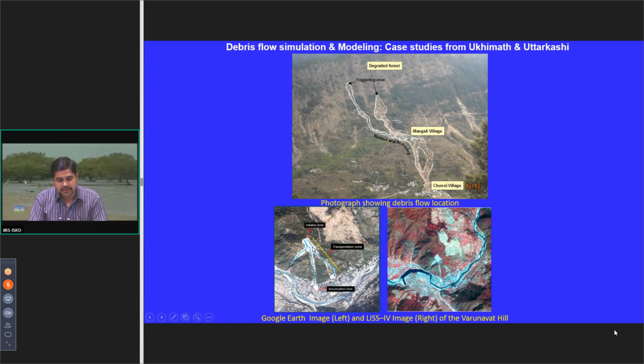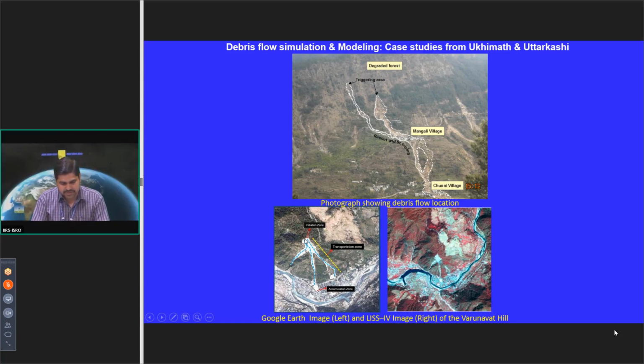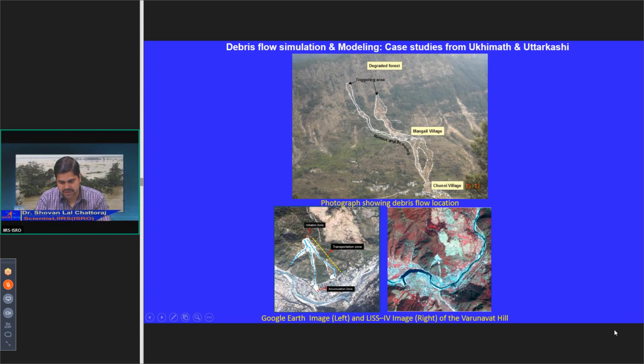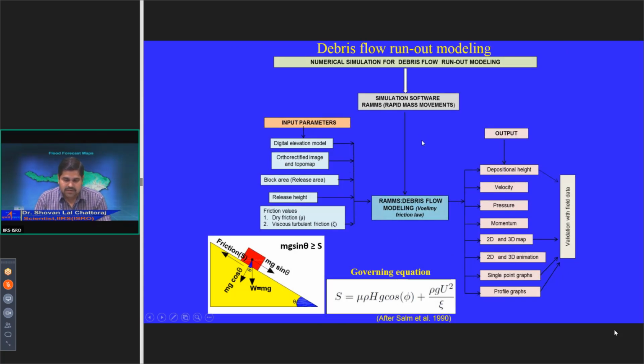Similarly, we have taken one in Uttarkashi. There's the famous Varunavat Parbat landslide, and there's a trifurcation of this landslide that is clearly visible from this LISS image and the Google Earth image. From this LISS image, we can clearly see that the trifurcations are there in that particular landslide.